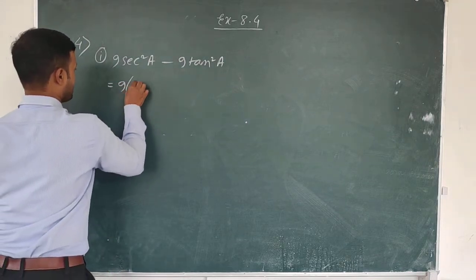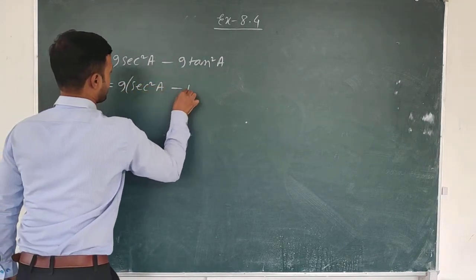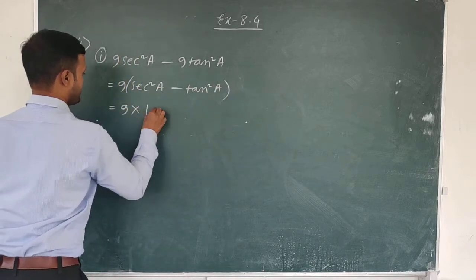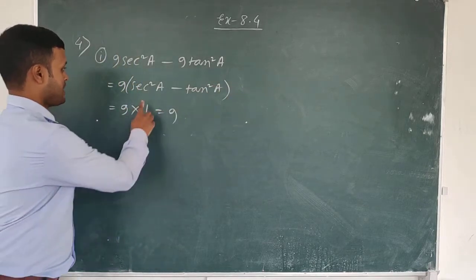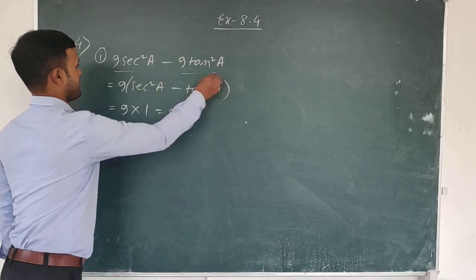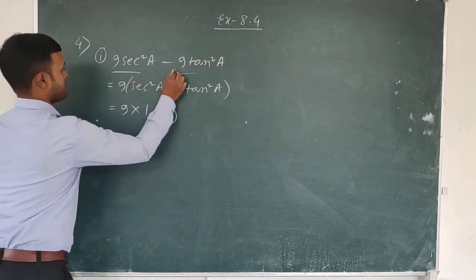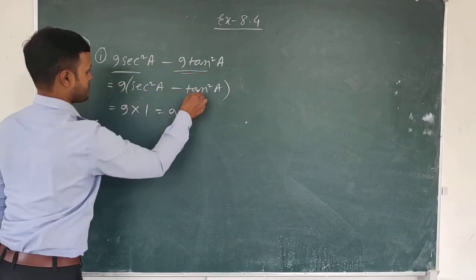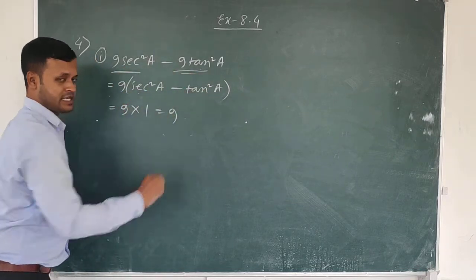So 9 is take common, sec square a minus tan square a. So 9 into 1 is equal to 9 because sec square a minus tan square a. You see 9 sec square a minus 9 tan square a. From here and from here I will take 9 common. From here if I take 9 common I will get sec square a. From here if I take 9 common I will get tan square a. Sec square a minus tan square a.